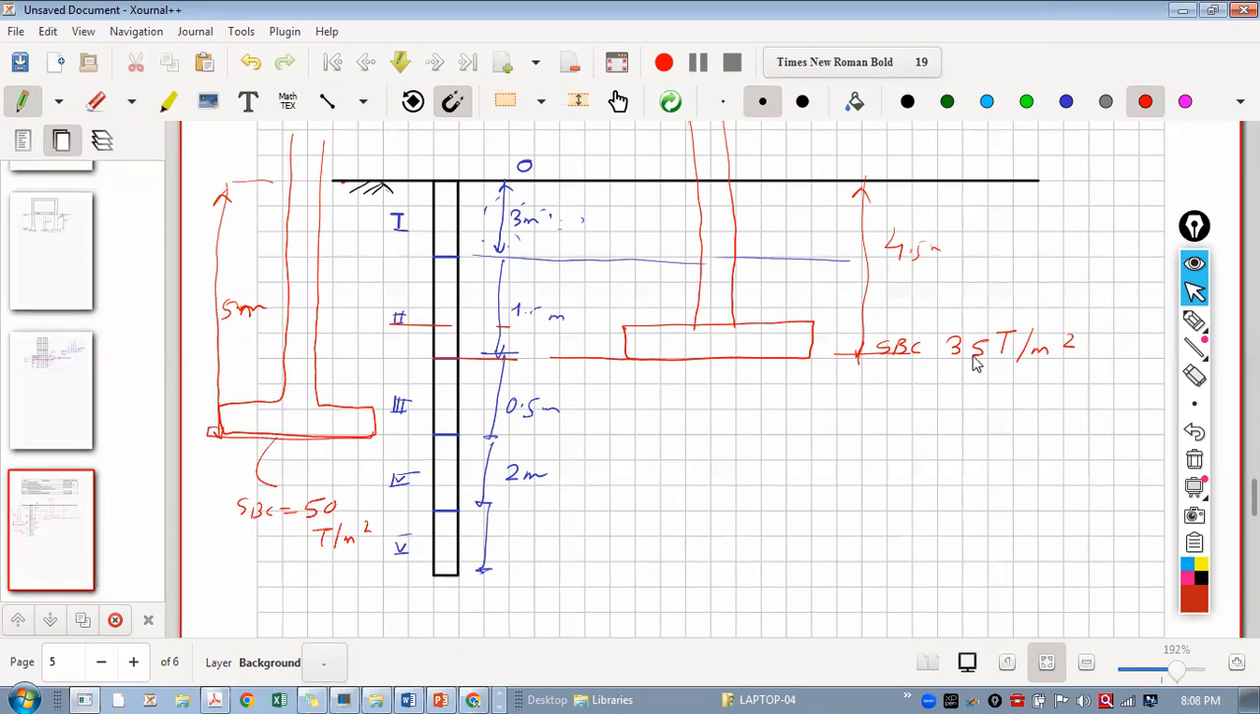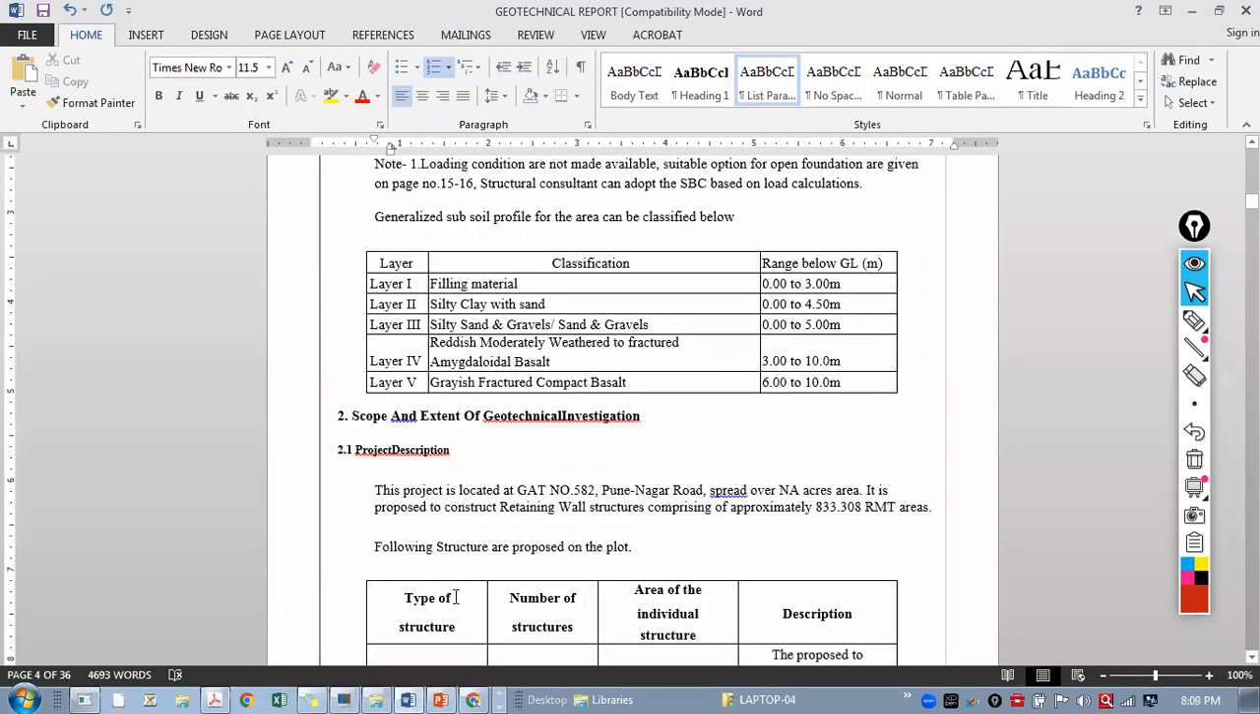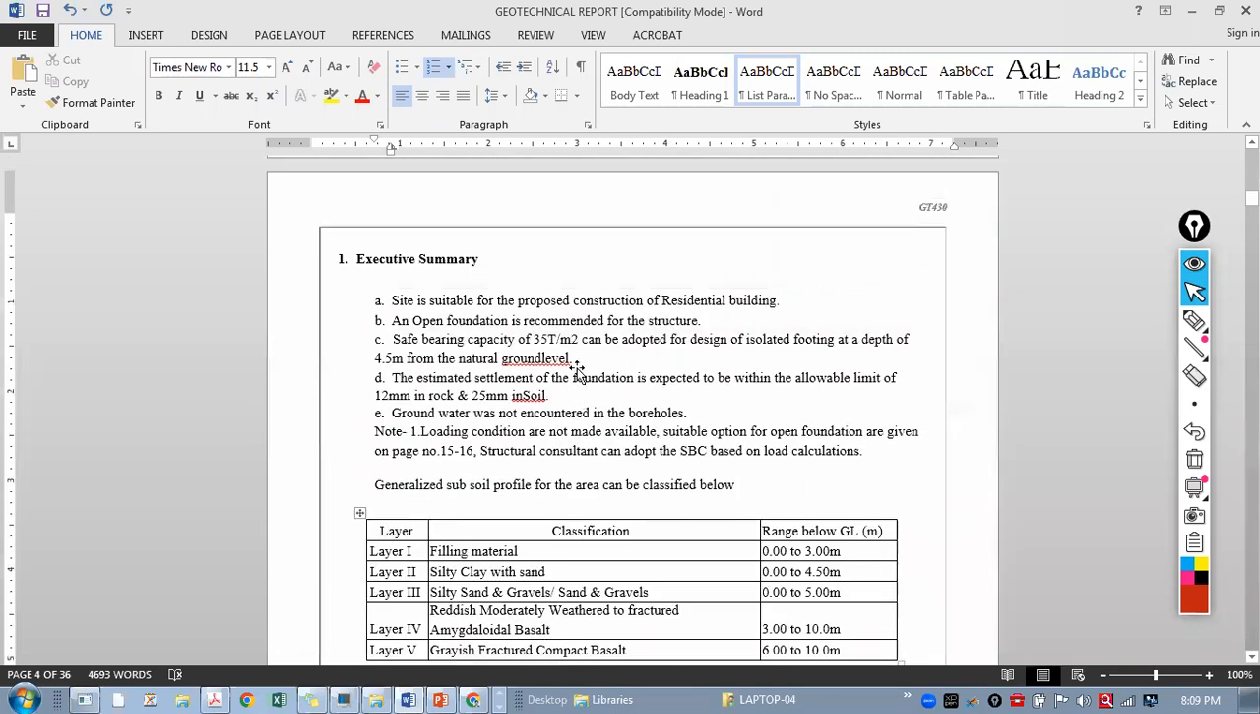So you can take SBC 35 the first time, then SBC 50 the second time, check the cost of the project, and decide whether to go at this level or at this level. 4.5 is safe, there is no problem. But if you go for 5, it may be possible that we get a cost effective foundation design. So such decisions you can take depending on the SBC reports. So this is the general summary they are giving to you.